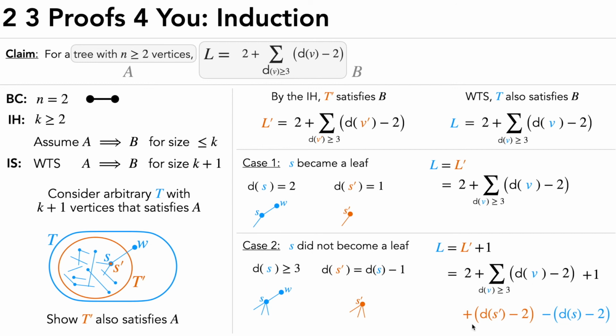From here, let's try and simplify what we've got. For starters, this minus 2 can cancel out with this plus 2. Then we can go ahead and plug in for the degree of S prime what we know the relationship between the degree of S and the degree of S prime is. Plugging this in, we cancel out the degree of S with this degree of S, and we cancel out this minus 1 with this plus 1. So after plugging it in and doing all that algebra and simplification, all of this stuff cancels out, and we're left with exactly what we wanted to show, that L is equal to this expression. And we're done!